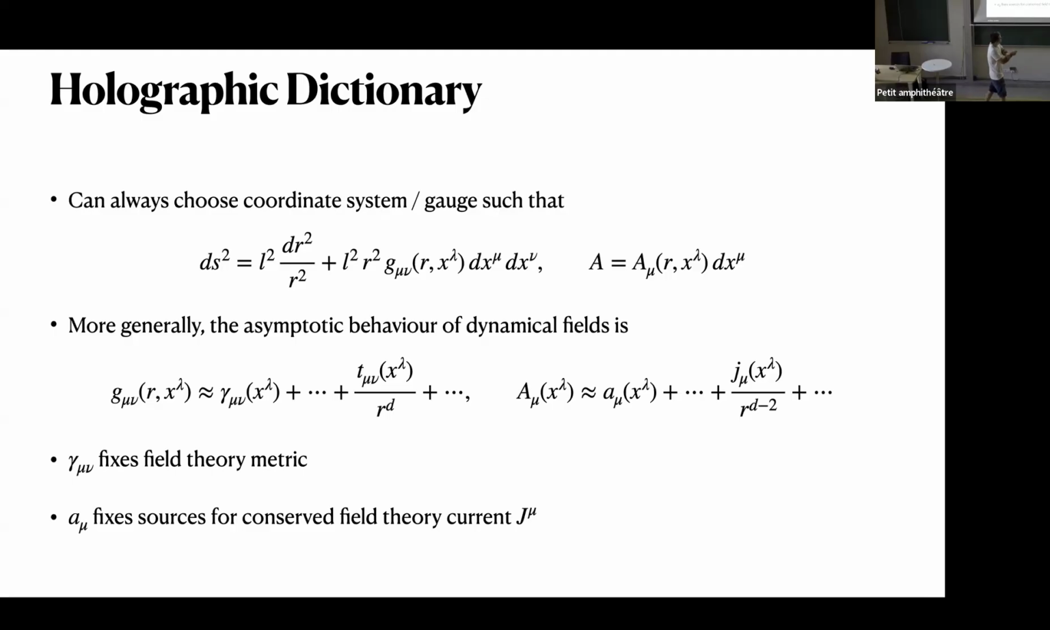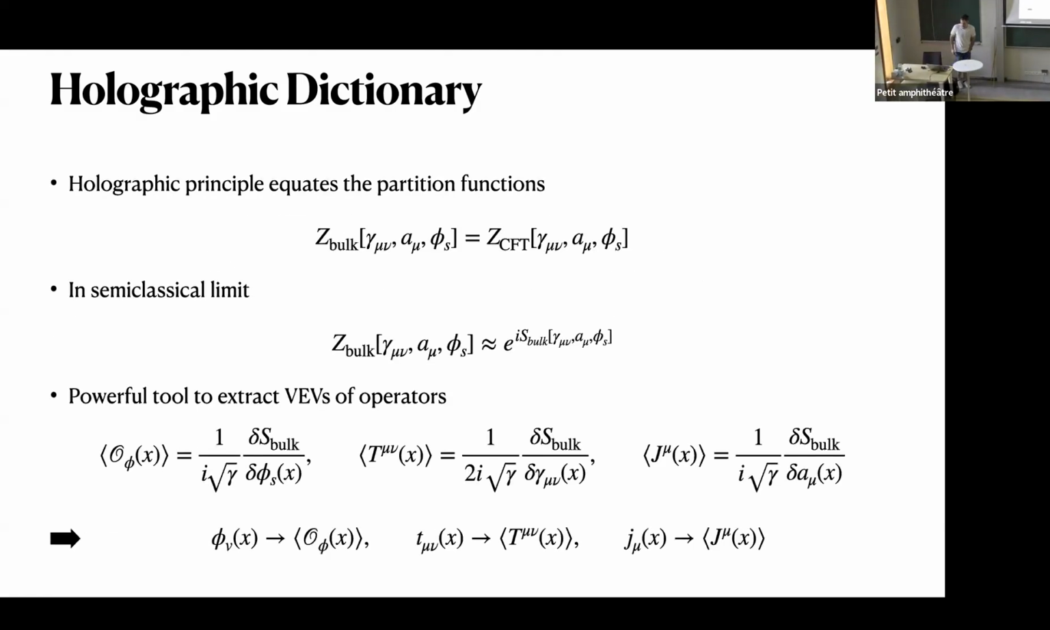Similarly, if I have a gauge field in the bulk, that corresponds to a current from the dual field theory point of view. And a gauge field will go like some function independent of the radius. And this vector now basically fixes the sources for some conserved current J mu. Okay, so using this, I can introduce electric fields, chemical potentials, and all these nice things that you might want to introduce to your field theory.